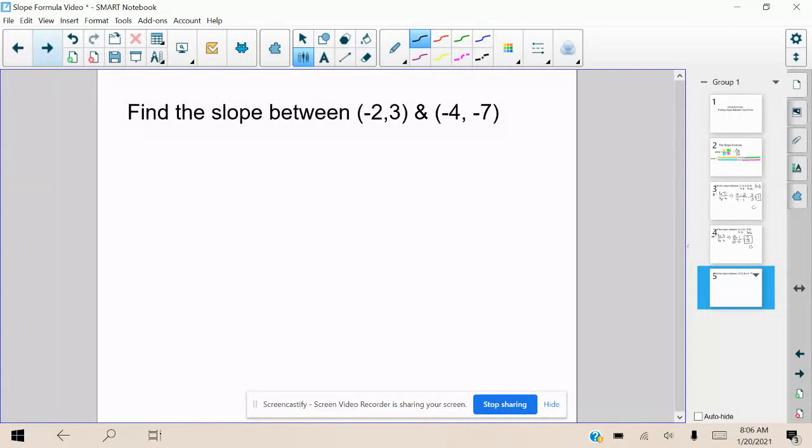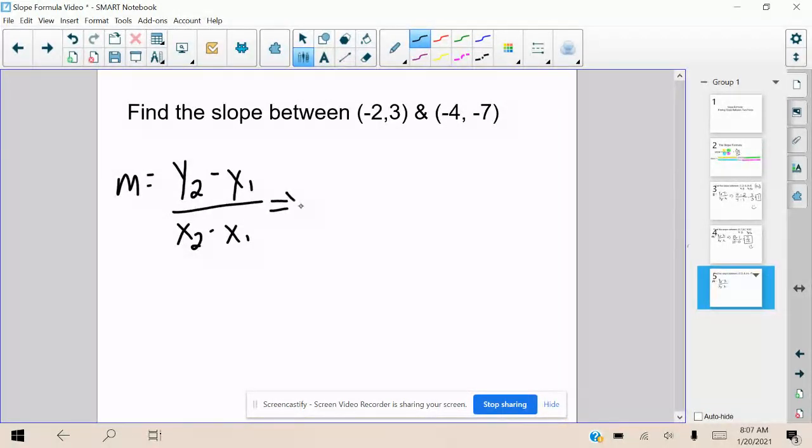All right, again, as always, we're going to write out our slope formula. Y sub 2 minus y sub 1, or verbally, the y value of the second point minus the y value of the first point over x sub 2 minus x sub 1, translated to the x value of the second point minus the x value of the first point.